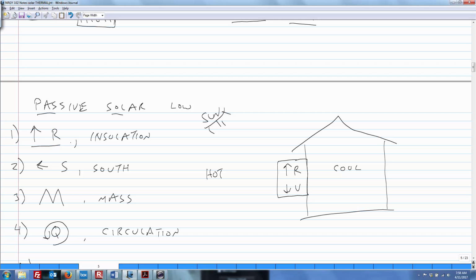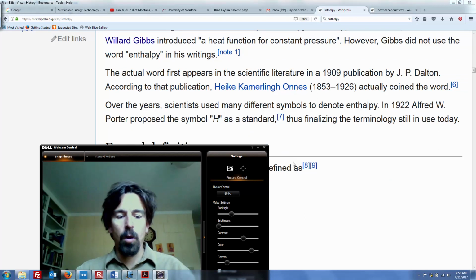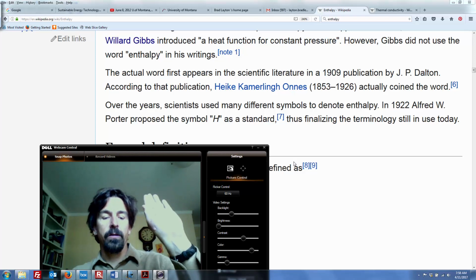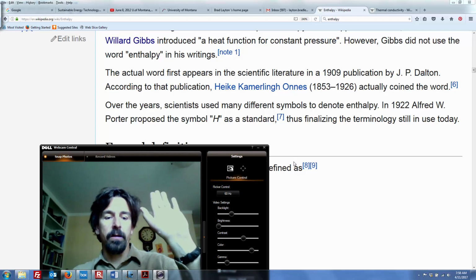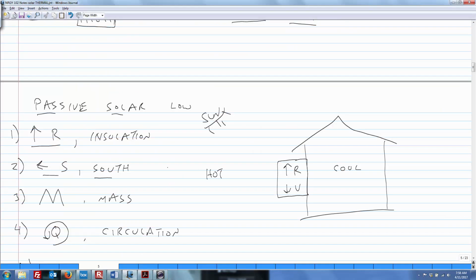So that's our first criteria. We also want to take advantage of a south facing. So let's say we wanted to make hot water. We want to point our hot water system towards the south. South pointing will get hotter. North pointing will be colder. So we want to point it towards the south, towards the sun.